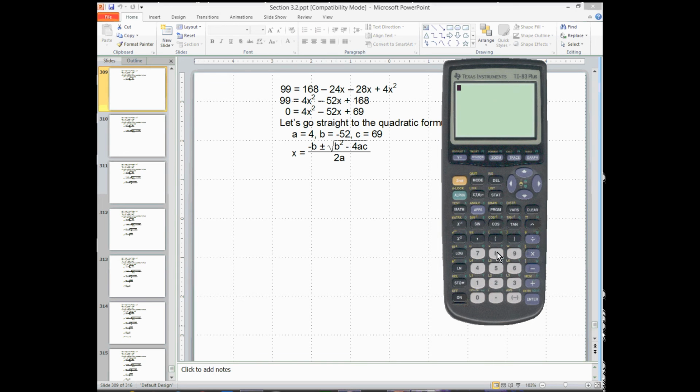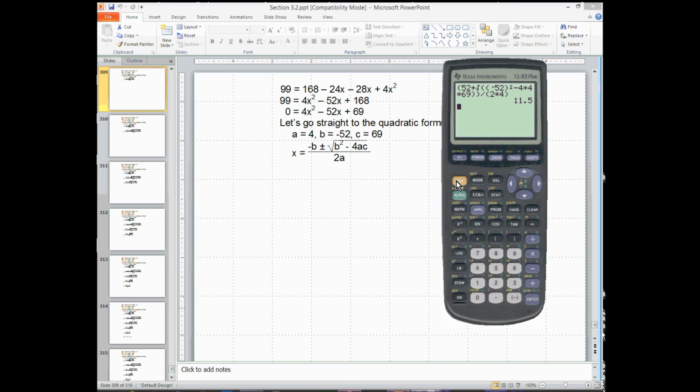Okay, so open the parentheses. Negative 52, that's just going to be 52. Let me do the plus one first. Plus, second, square root. Let me put the minus 52 in parentheses. Negative 52 squared minus 4 times a times c. Close for the square root. Close for the numerator. Divided by, open for the denominator, 2 times 4, close. I get 11.5. It is what it is, 11.5.